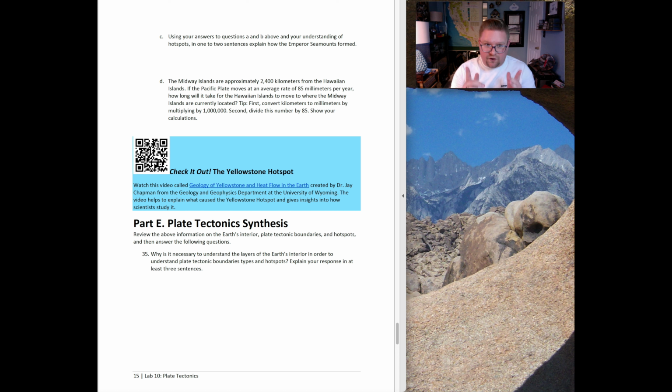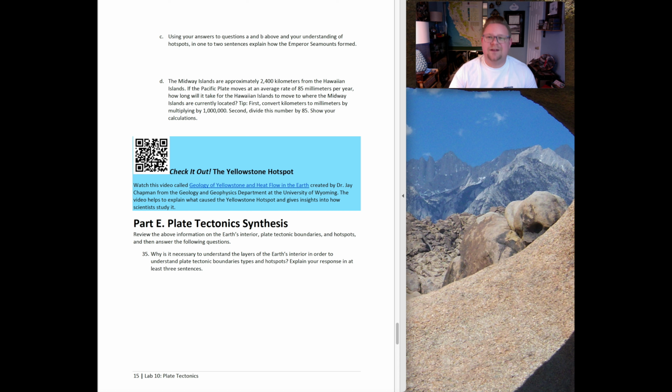Tip: first, convert kilometers into millimeters by multiplying by 1,000,000. Second, divide that number by 85. Be sure to show your work. Once you complete that, which is a little math, and I have confidence that you'll be able to get through it, the last part asks you to look at the Yellowstone hotspot, something that maybe you haven't heard of before. Maybe you visited and seen those geothermal hot springs and the geysers. So go ahead and scan that QR code or hit that hyperlink to learn a little bit more about the Yellowstone hotspot itself. That being said, we wrapped up part C.